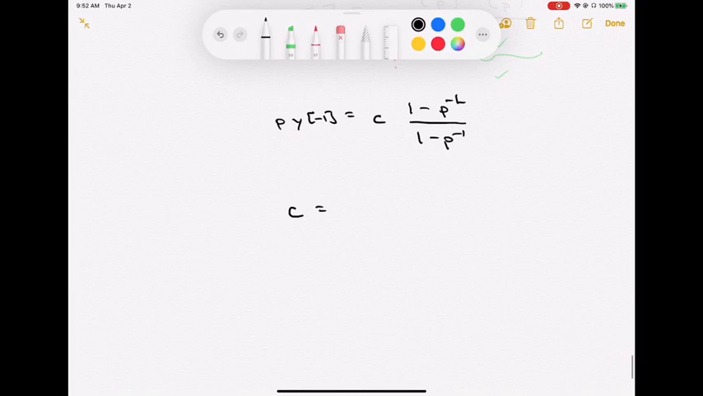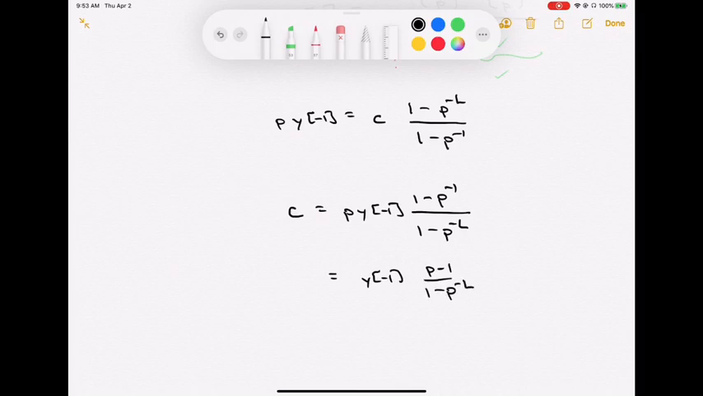C equals, I'm going to have p times y of minus 1, and I'm going to have a 1 minus p to the minus 1 over 1 minus p to the minus L. Maybe I just want to clean this up a little bit. I can take the first p outside, multiply it by the numerator there. I'm going to get a y of minus 1, and I'm going to get a p minus 1 over 1 minus p to the minus L, something along those lines. Well, that's a pretty clean expression. Let's go ahead and box that up.